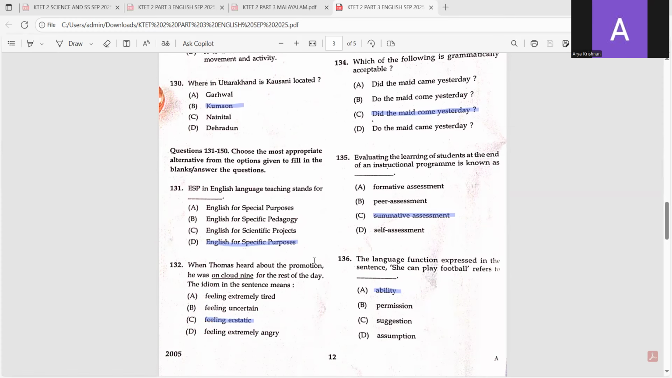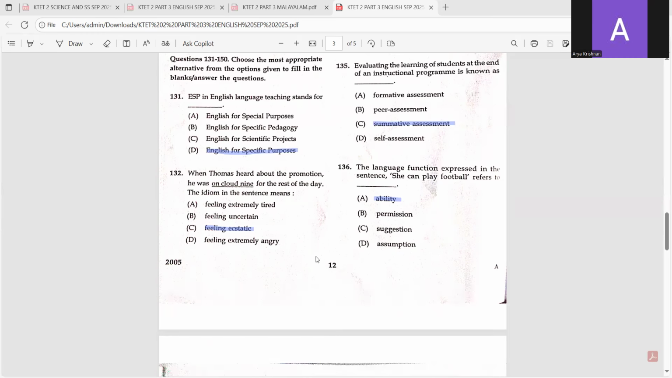Question number 131. ESP in English language teaching stands for English for special purposes, English for specific pedagogy, English for specific projects, English for specific purposes. Answer വരുന്ന ഓപ്ഷൻ ഡി ആണ്, English for specific purposes.